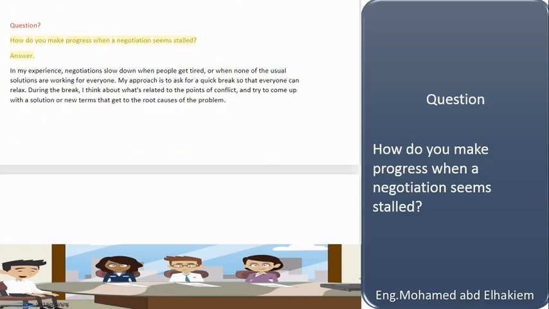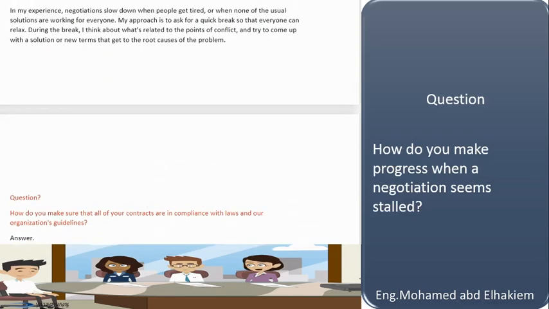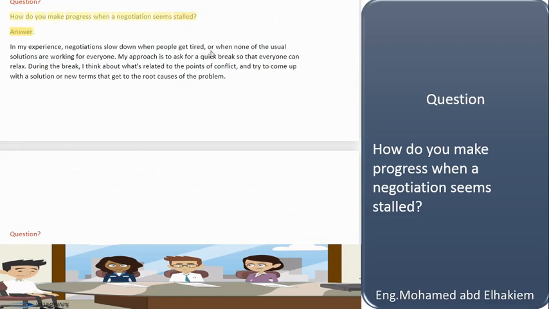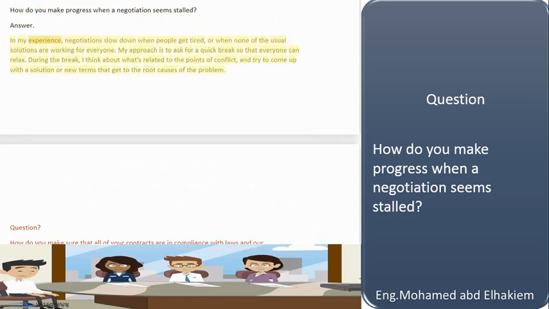Question: How do you make progress when a negotiation seems stalled? Answer: In my experience, negotiations slow down when people get tired, or when none of the usual solutions are working for everyone. My approach is to ask for a quick break so that everyone can relax. During the break, I think about what's related to the points of conflict, and try to come up with a solution or new terms that get to the root causes of the problem.